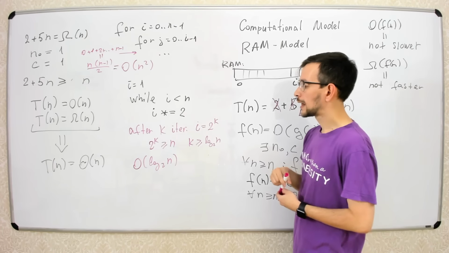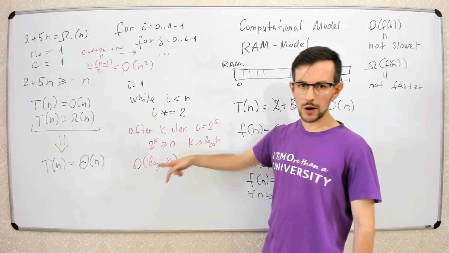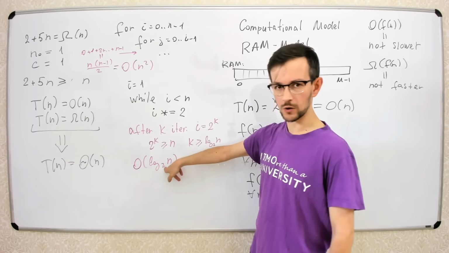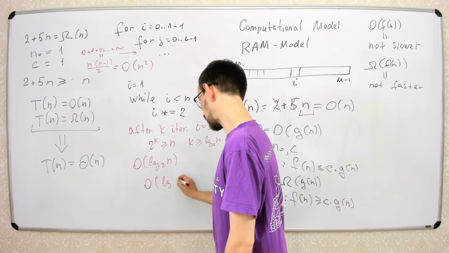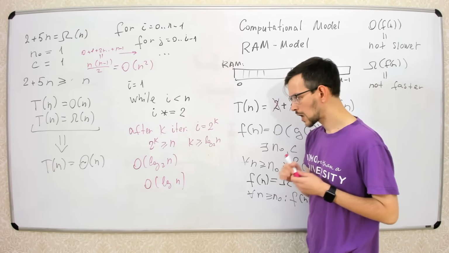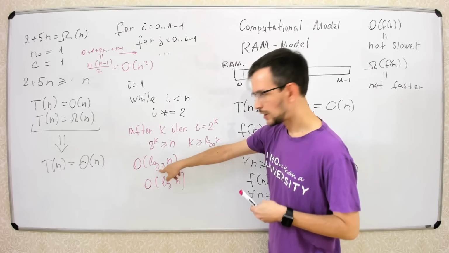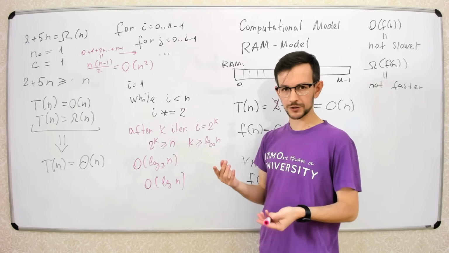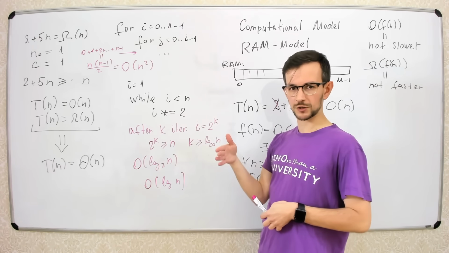Good. Now, when you have a logarithm in your asymptotics, I will usually not write the base of the logarithm. So I will usually write something like this. That's basically because this constant doesn't affect the asymptotics. If you put any other base here, it only affects the constant, not the asymptotics.